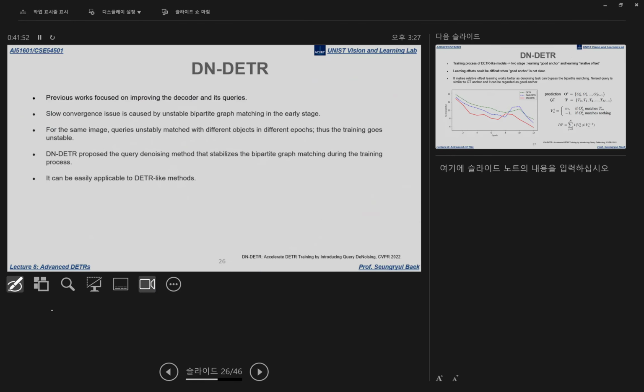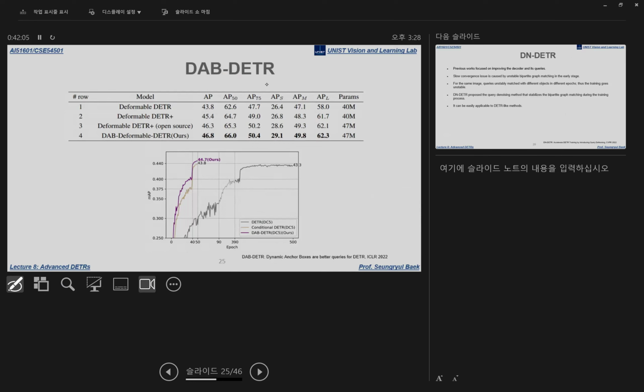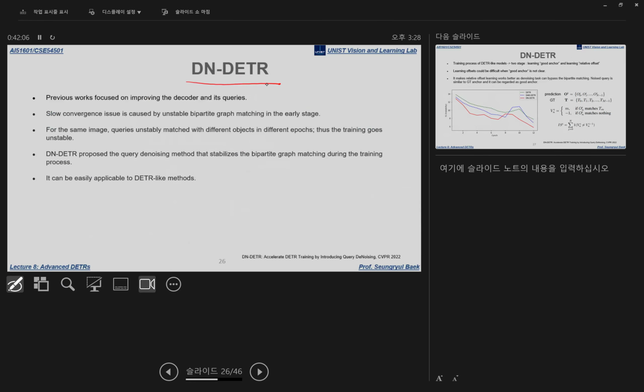And this is the last topic for today, maybe. DN-DETR is another variant of DETR. In conditional DETR and DAB-DETR, what they wanted to improve was giving some meaningful information to the object query. So they focused on improving the decoder and their query information. That's what the previous works have done.